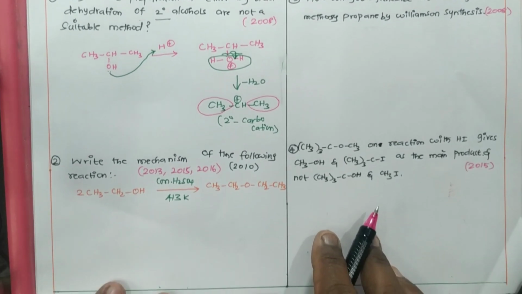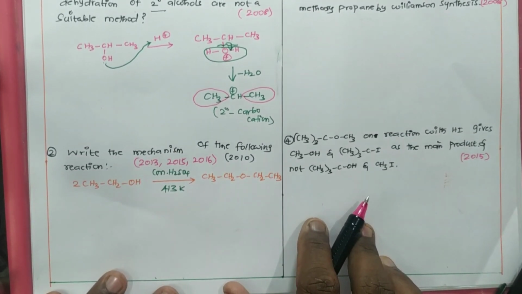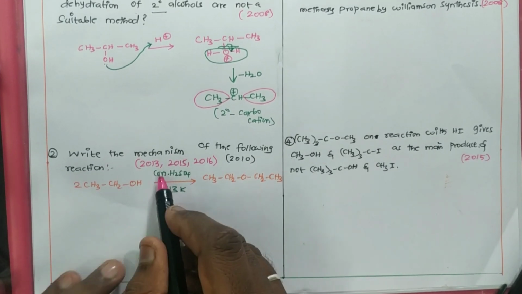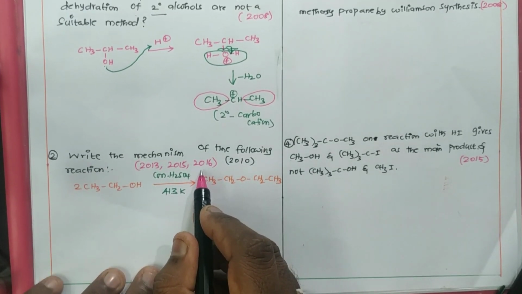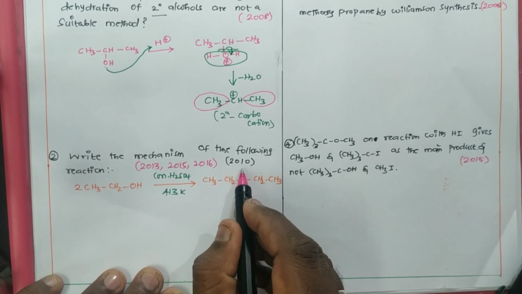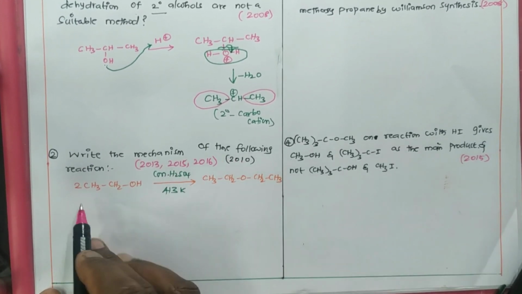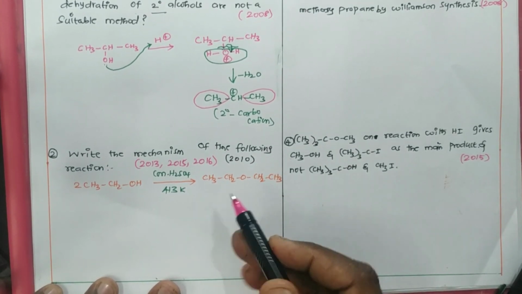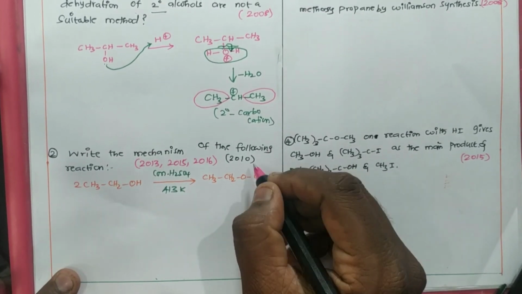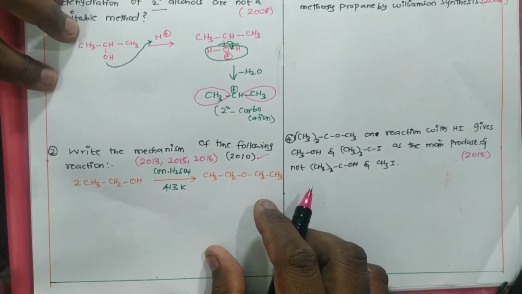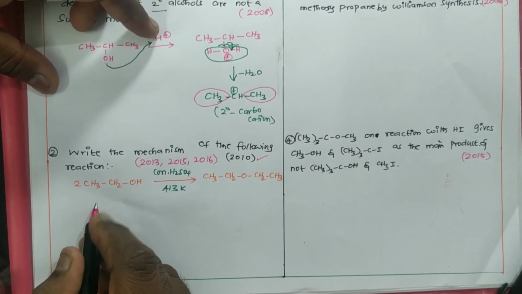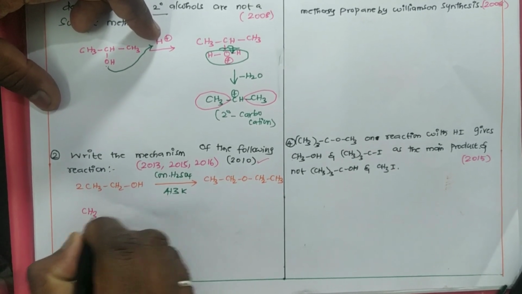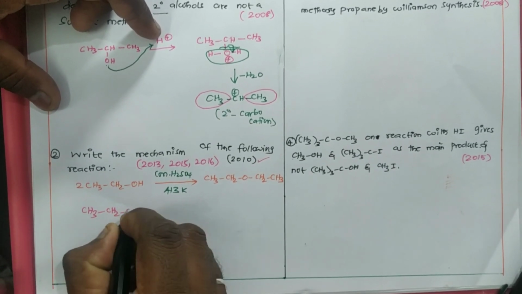And next question: write the mechanism of the following reaction. This question was asked in the years 2013, 15, 16, etc. Moreover, one question was asked in the year 2010. What is that? Propanol to propoxypropane, they asked. That is what I have given in that packet. So here, what is the mechanism? This is also an acid catalyzed mechanism. Initially, CH3CH2OH is there.